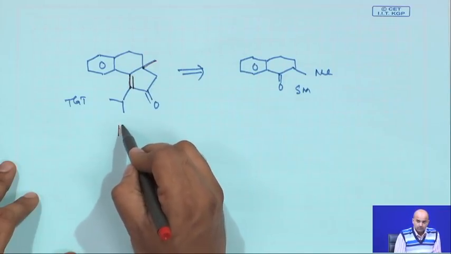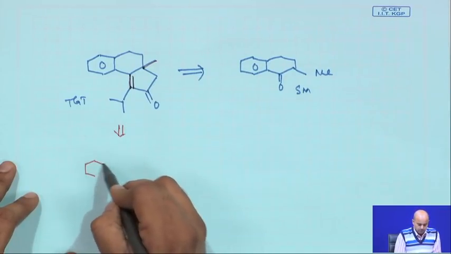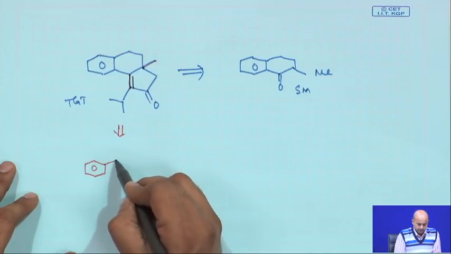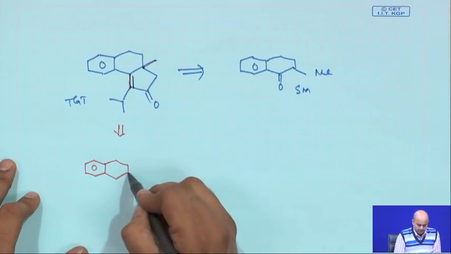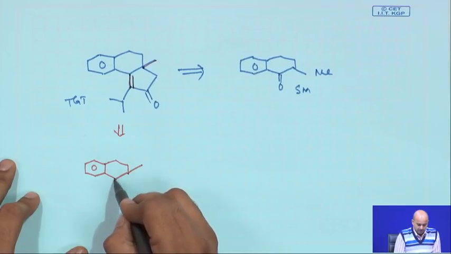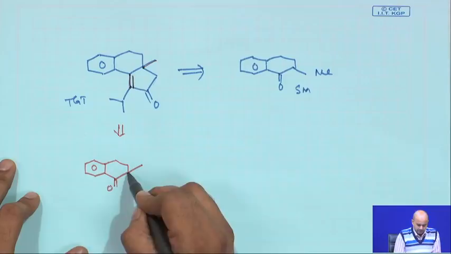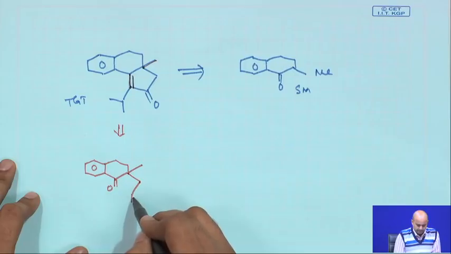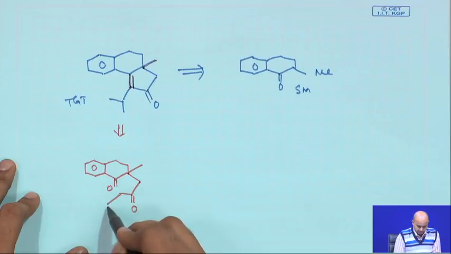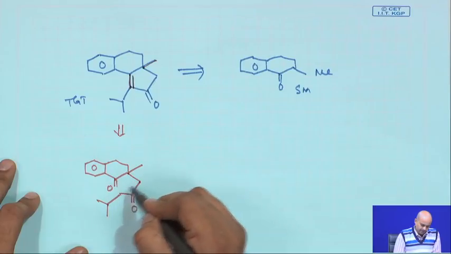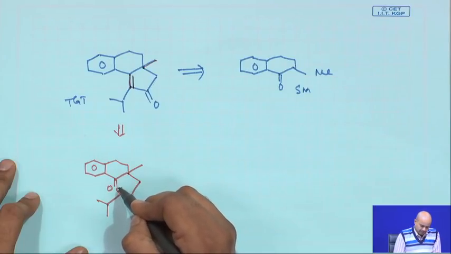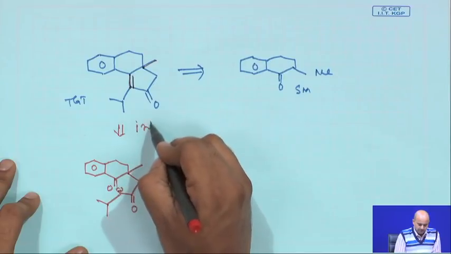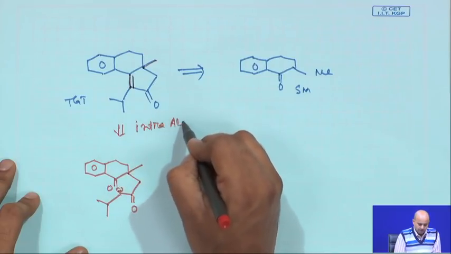Okay. So, if you try to do this kind of disconnection, the first thing that will come into your mind is using an intramolecular aldol reaction, that is pretty obvious actually. So, if you have something like this structure, you generate a carbanion here, you do an aldol. So, basically I call it an intramolecular aldol.